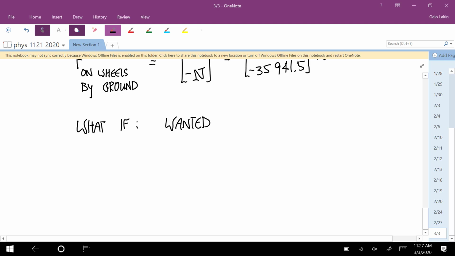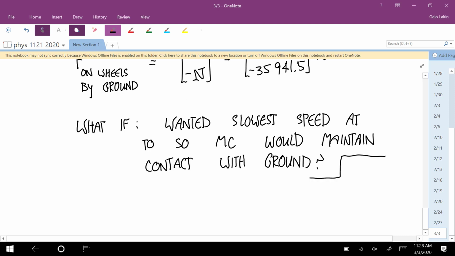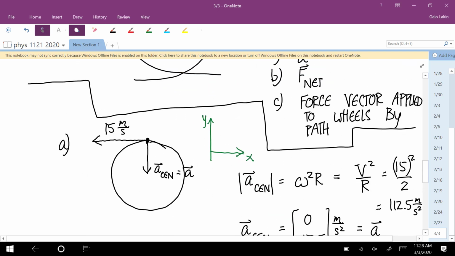What if we wanted to know the slowest speed at the top so the motorcycle would maintain contact with the ground? Okay, any ideas about how we're going to do this?